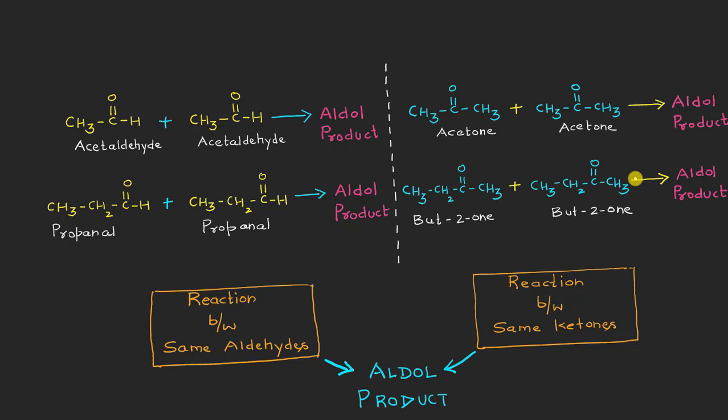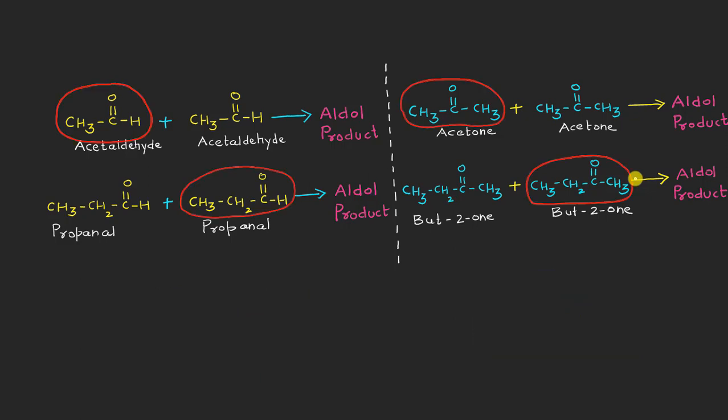Now let us see what is meant by the cross-aldol type of condensation. For that, we can try to react different kinds of aldehydes or different kinds of ketones. For example, from this set of reactions, let us try to react the molecule of acetaldehyde, this one here, with the molecule of propanal. In that case, this type of reaction will be known as a cross-aldol type of condensation.